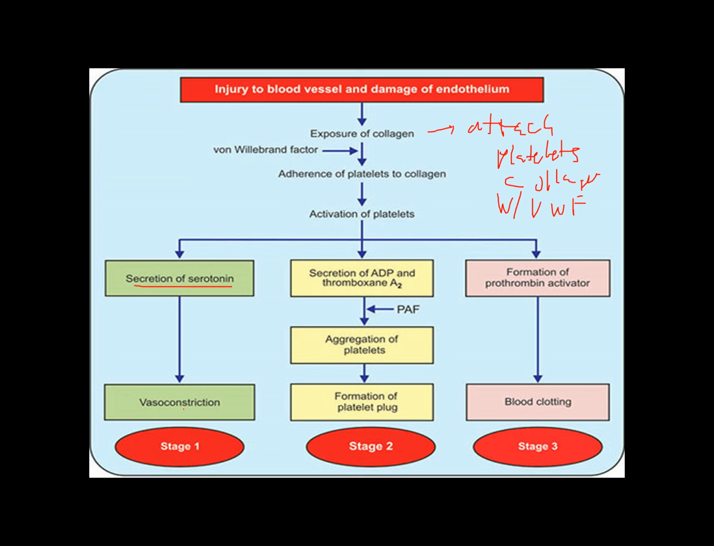Secretion of serotonin would lead to vasoconstriction. Secretion of ADP, thromboxane A2, and platelet activating factor leads to aggregation of platelets, formation of the platelet plug, then formation of prothrombin activator leading to blood clotting. So that basically ends the first part of your lesson 2.